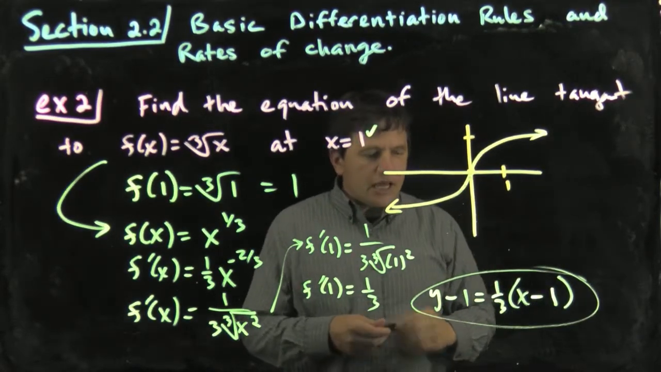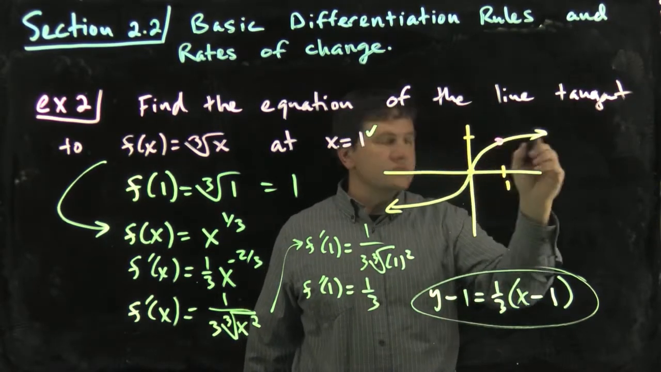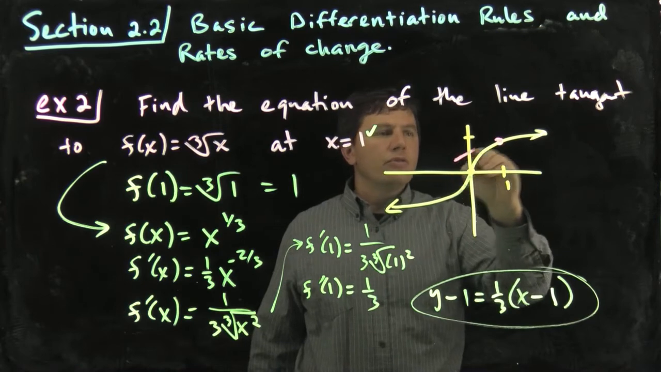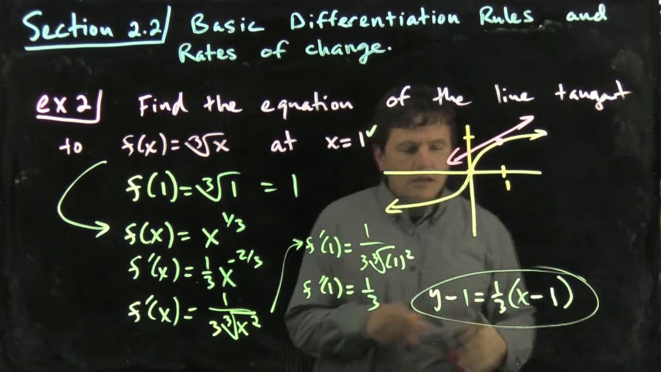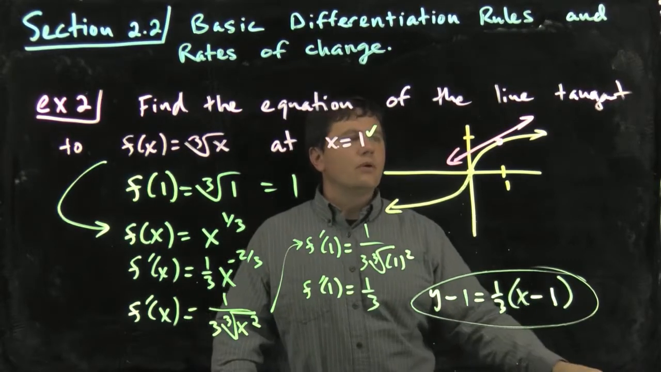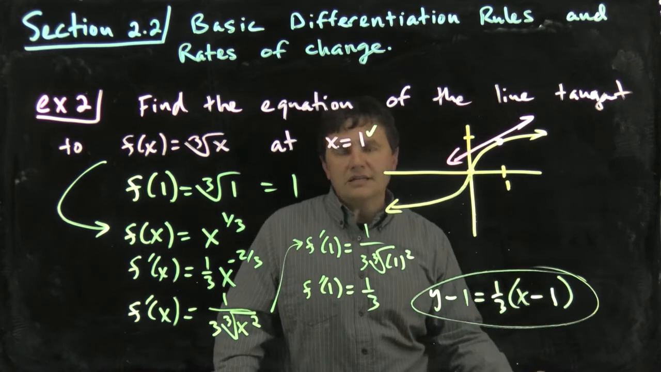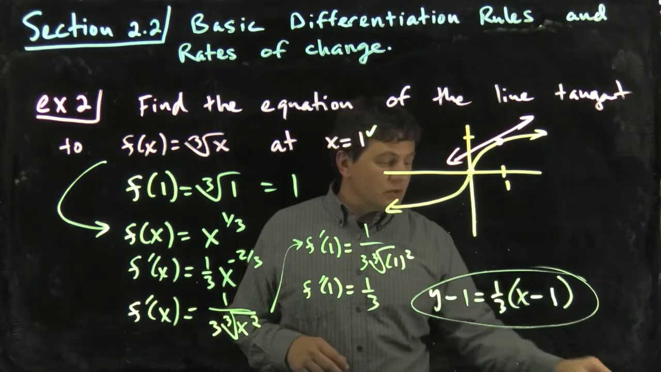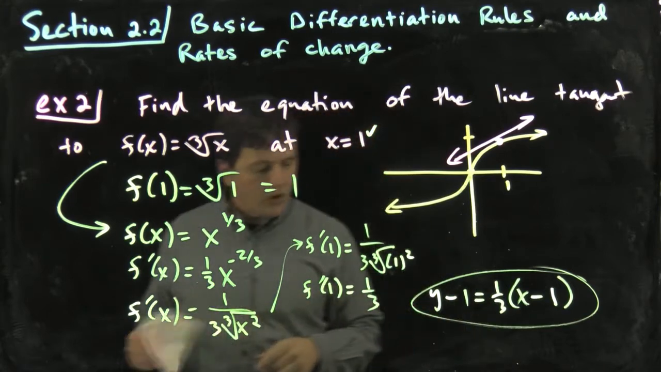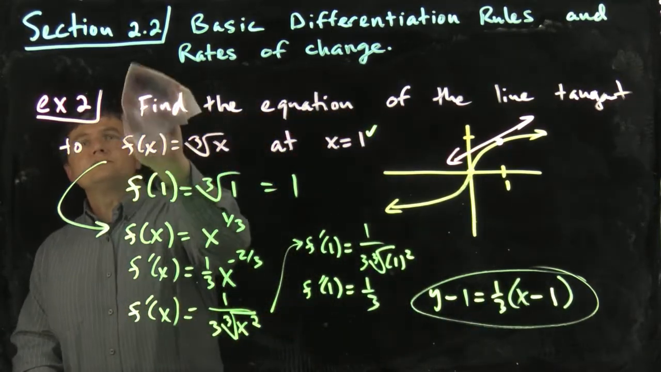So then our tangent line is y minus 1 equals 1/3 x minus 1, okay? So in this particular case, you can see that the slope of that is about 1/3. Okay, so that is an equation of a tangent line. I got one more example, and then we will be done with the video for 2.2.